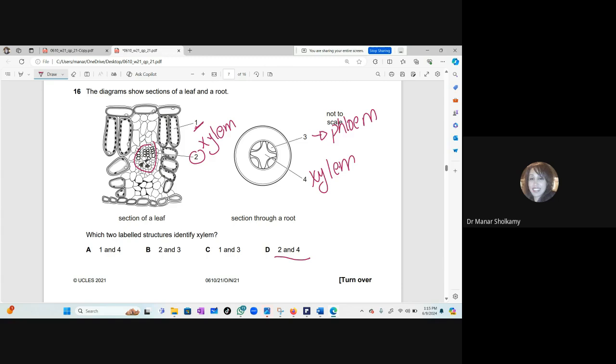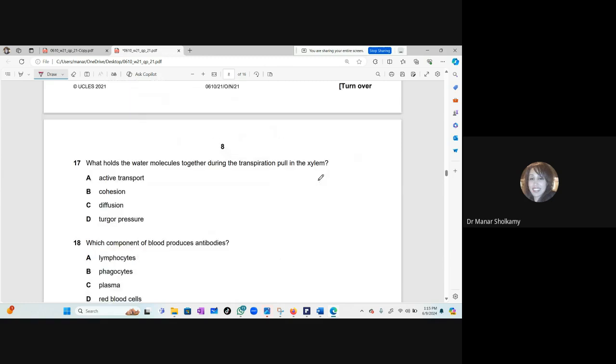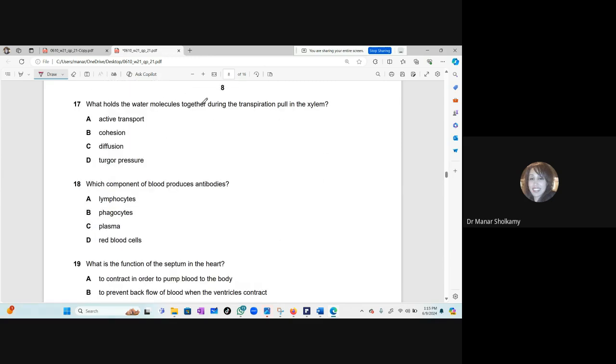Palisade. Yes. Good. What holds the water molecules together during the transpiration pull in the xylem? I just received this question yesterday on my phone. What's the answer for question 17? B, cohesion. If you forgot this part, revise the transpiration pull. The pulling of the water in the xylem is due to two factors: changes in hydrostatic pressure and the forces of attraction between the water molecules, which is cohesion.